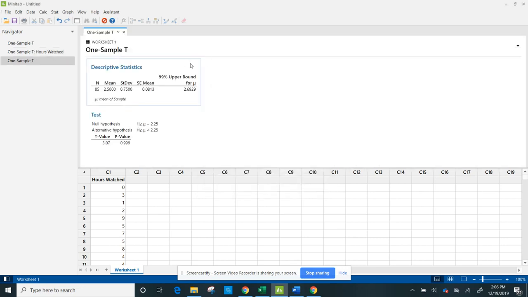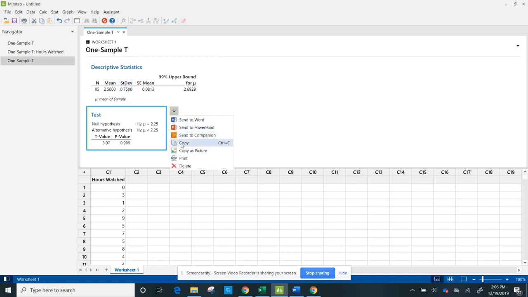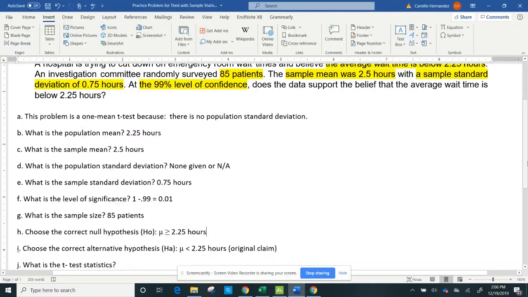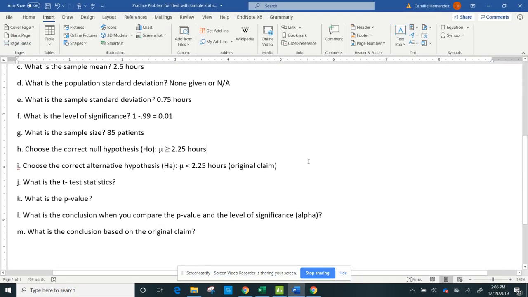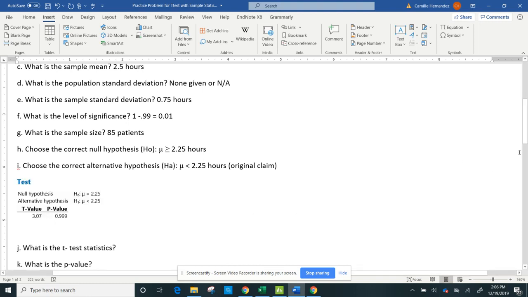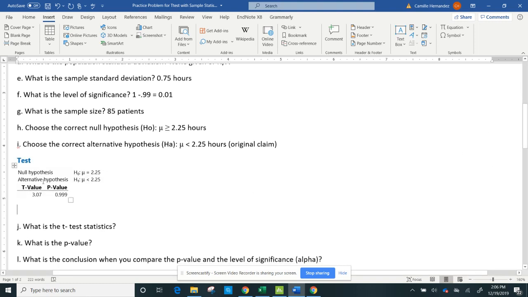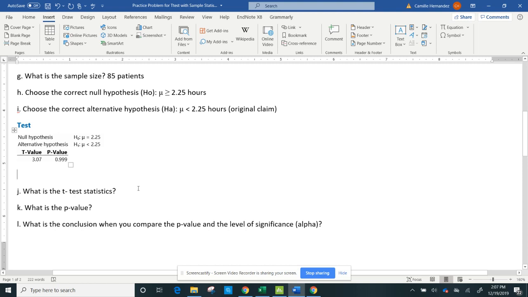And I'm given a lot of stuff. So see it here, I've already got my sample size, sample mean, and sample standard deviation. I don't need that again because it was already given to me. What I need is this down here, and I'm going to copy it and put it on the document. All right. So again, I'm going to compare my alternative with my alternative, and they look the exact same. So I'm doing something good. So the t-value is 3.07. The p-value is 0.999.